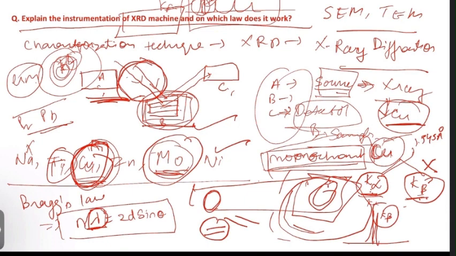And how do we remove K beta? We remove it using a nickel grating. Like we have nickel crystal arranged in a kind of grating, like one plane on the other, slanted. If you Google the picture of a grating, you will understand. We use a nickel grating to remove K beta.